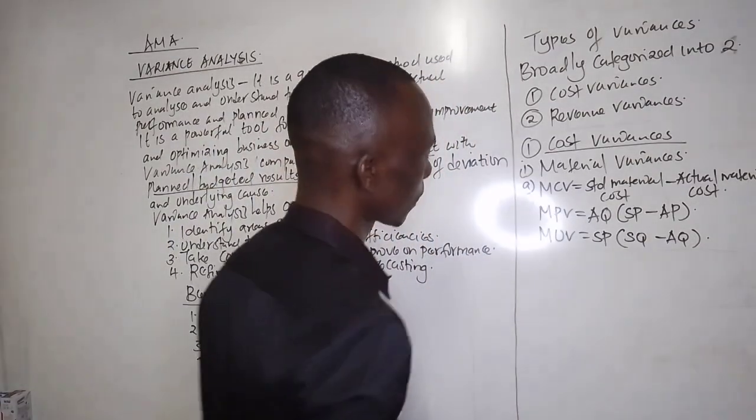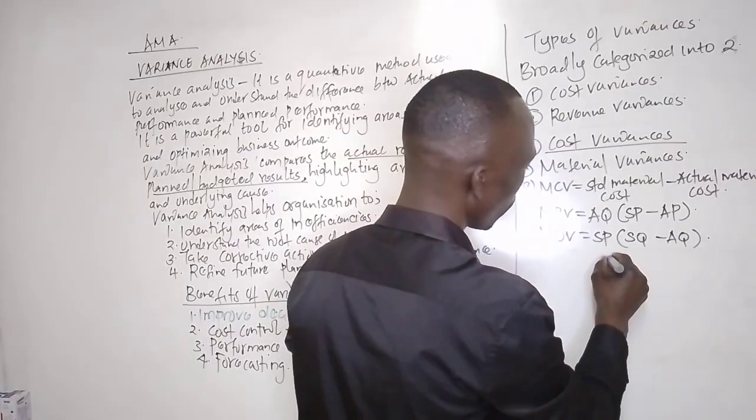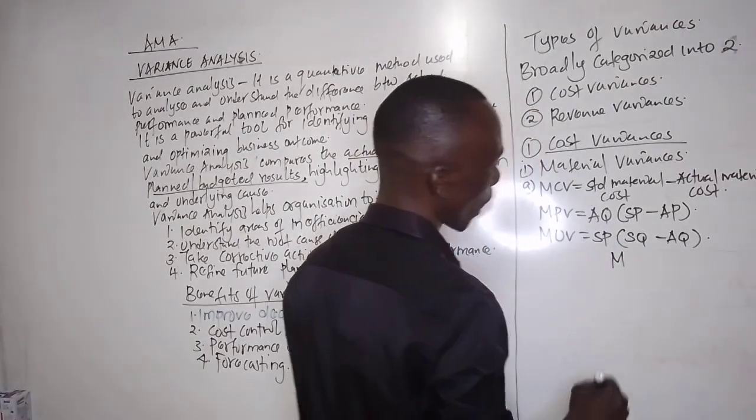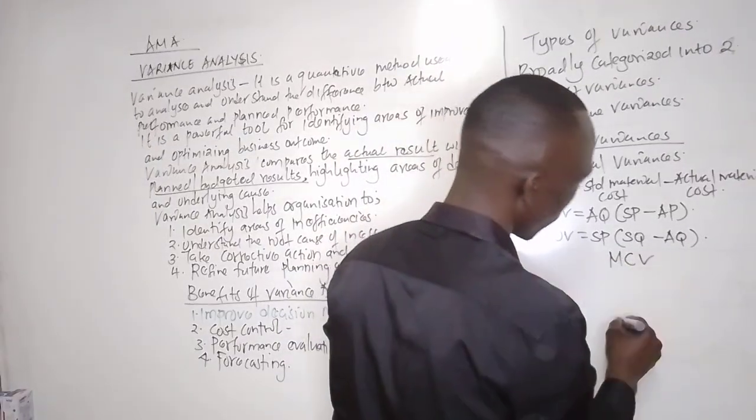Let us present that information using a table. Up on the top, we are going to have the material cost variance.